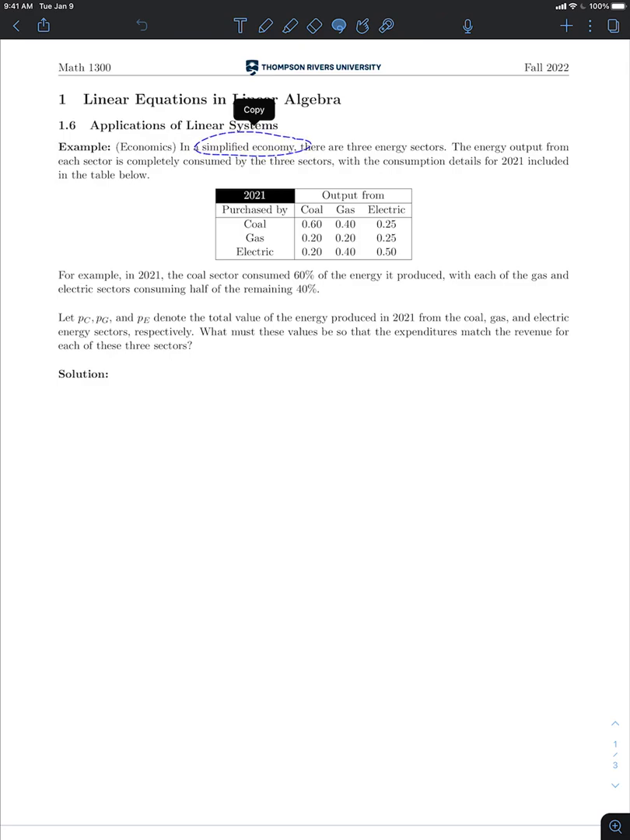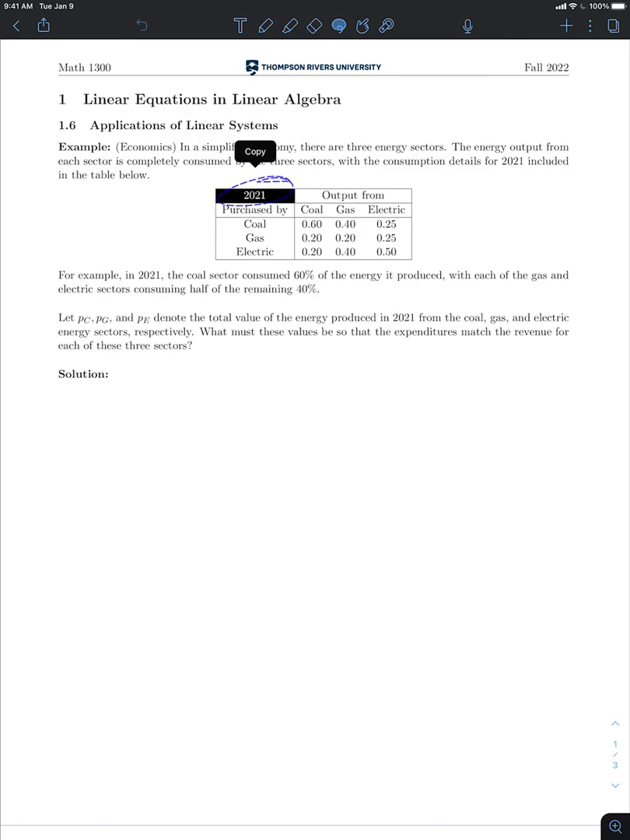And each of these sectors produces energy, but they also consume energy and have to purchase it. So some of the energy that they purchase is from within its own sector. Right? Coal will purchase energy, and some of the energy that coal purchases comes from the coal sector, but some of it also comes from the gas and electric sectors. So this table gives you some details about how this went down, particularly in 2021. Again, this is a made-up problem, just to have something more concrete and tractable to consider.